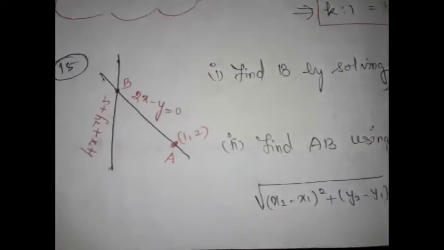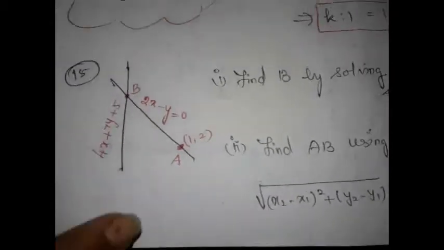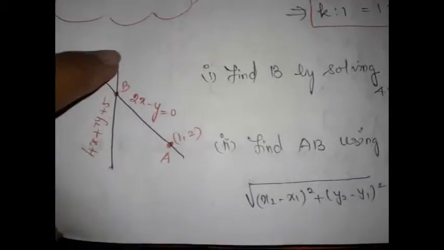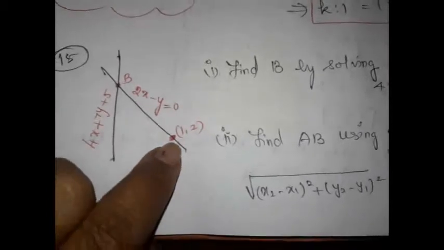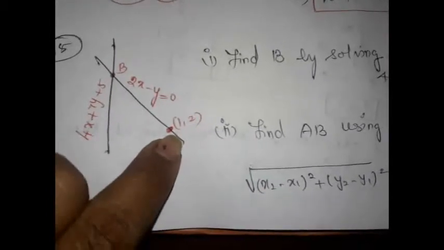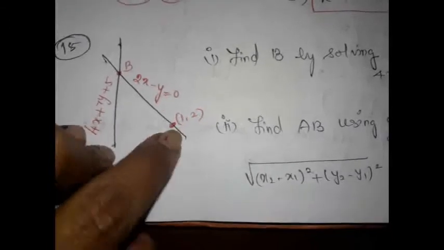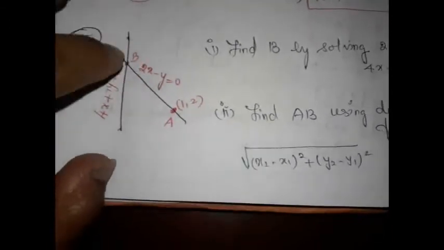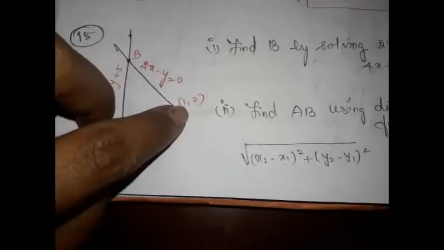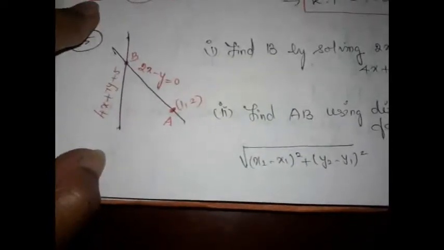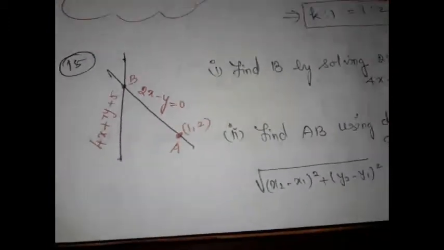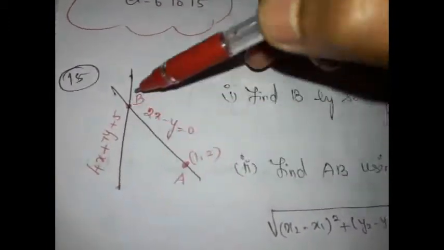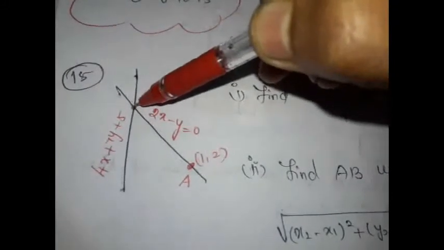Hope you understood. Let us move on to the 15th question. 15th question is, find the distance of the line from the point 1, 2 along the line 2x minus y equal to 0. We have to find the distance of this line from the point 1, 2 along the line, which means, see, this line passes through here. We need to find the distance of this line from this point.